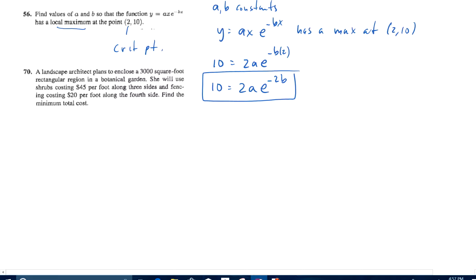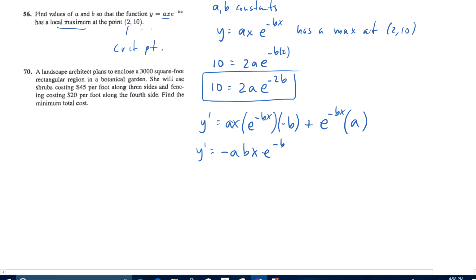Right? Good job. So I get y prime equals, I'm going to do first, ax times the derivative of the second, e to the negative bx times negative b, plus the second times the derivative of the first. Okay, so I get y prime equals negative abx e to the negative bx plus a e to the negative bx. And I want to set that equal to 0 because I'm trying to find the critical points.